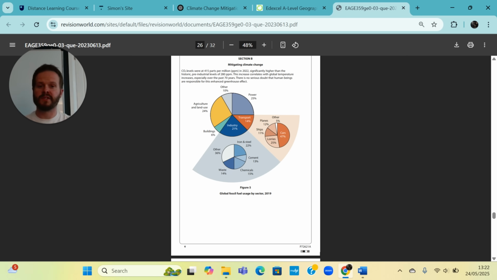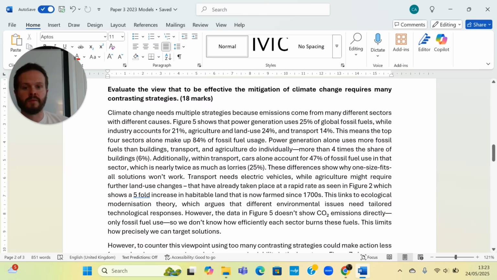So this is all well and good. Why don't we see this in action, actually written in a model response? So here is our model response. It's got everything that we need within this paragraph. So we've got a paragraph and then we've got a counter argument. It starts out with a clear point. Climate change needs multiple strategies because emissions come from many different sectors with different causes.